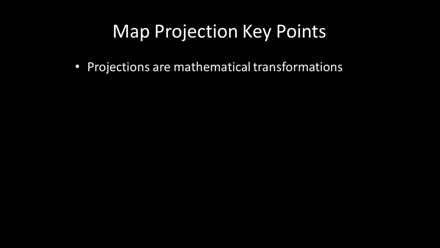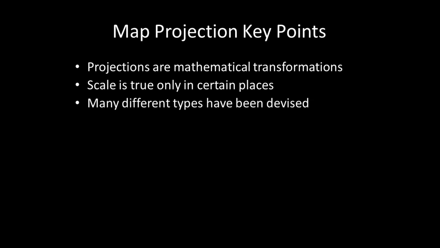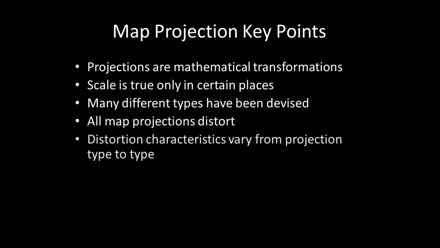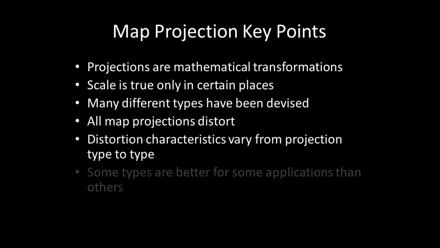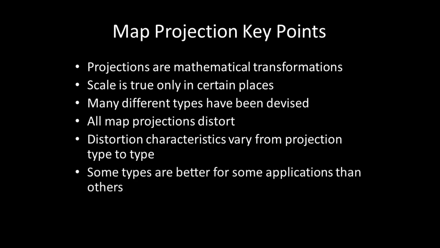The following list outlines key points you should know about map projections. Projections are mathematical transformations. Scale is true in only certain places. Many different types have been devised. All map projections distort. Distortion characteristics vary from projection type to type. Some types are better for some applications than others. And a few types are widely used.